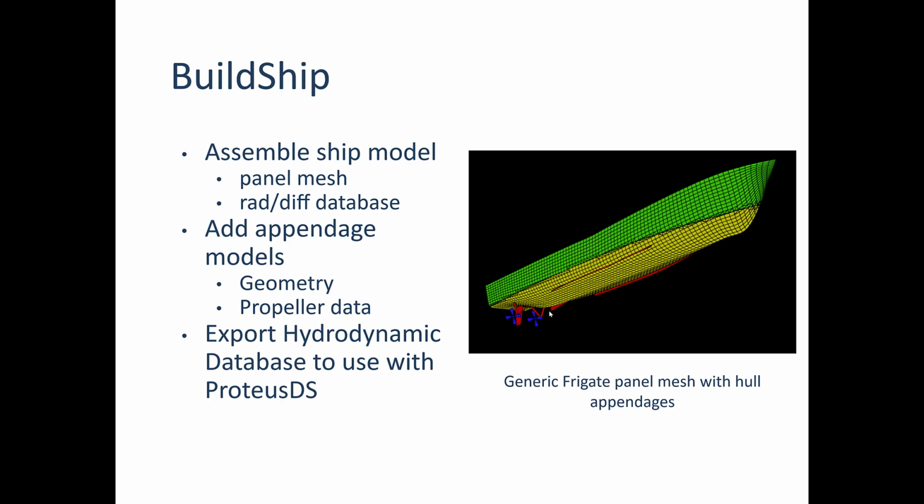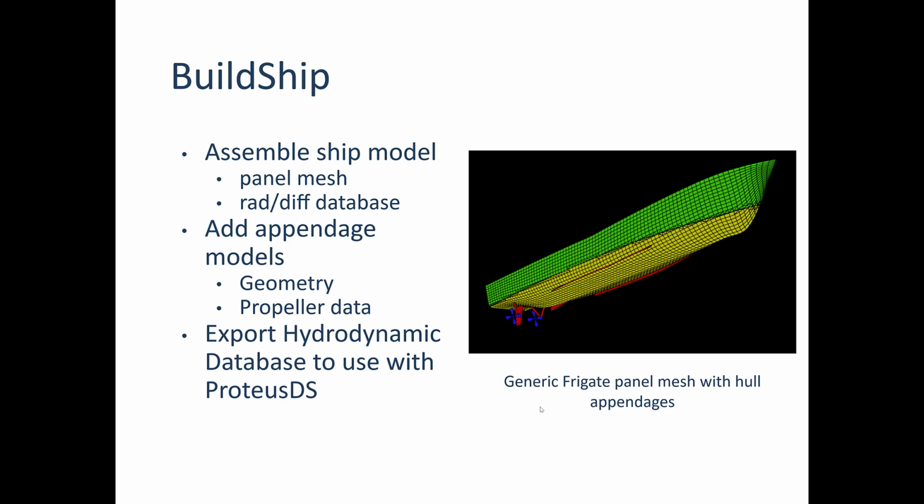Typically when you're adding things like these appendages, it's the geometry that you're adding. Often there's a few settings for the viscous models that are used behind the scenes as well. Propeller data, typically this is added by non-dimensional thrust coefficients. Note that there's an option in build ship also to export a hydrodynamic database model to use with Proteus DS. This is going to provide the radiation and diffraction values, hydrostatic stiffness, and things like that. But at the moment, it does not include propeller information and does not include the viscous models from the appendages.